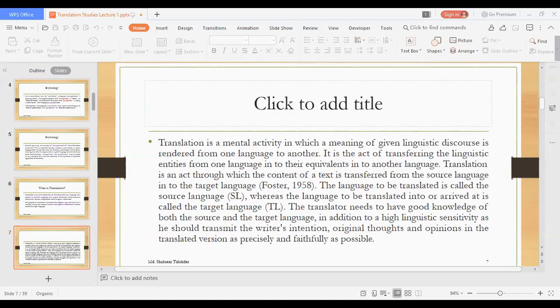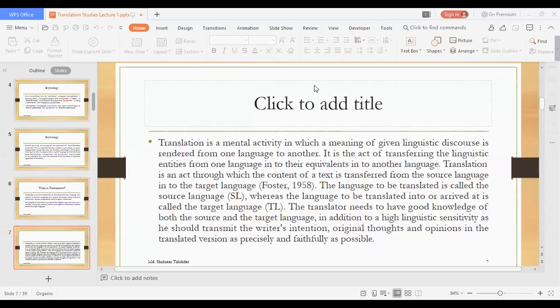All right. Now, as I was saying, translation is an act through which the content of a text is transferred from the source language into the target language. The language to be translated is called the source language, SL. So we'll come across this abbreviation very frequently, since we'll be talking about translation studies. So remember that SL means source language, whereas the language to be translated into or arrived at is called the target language. So if we translate from Bengali to English, then Bengali or Bangla will be the source language and English will be the target language.